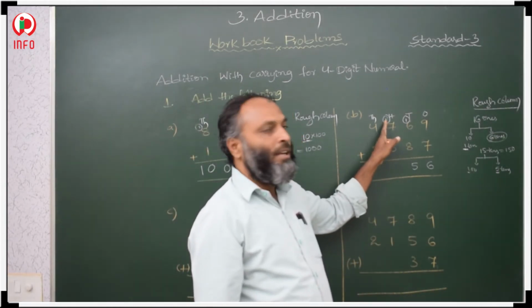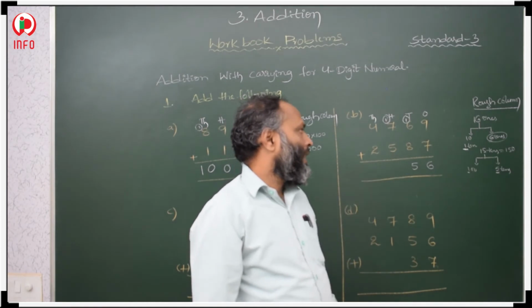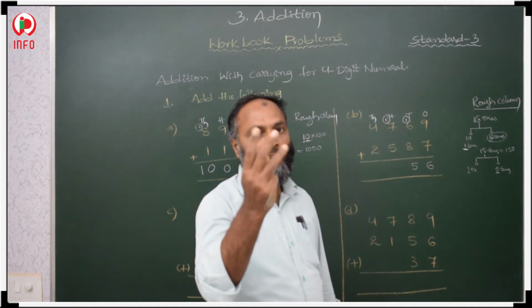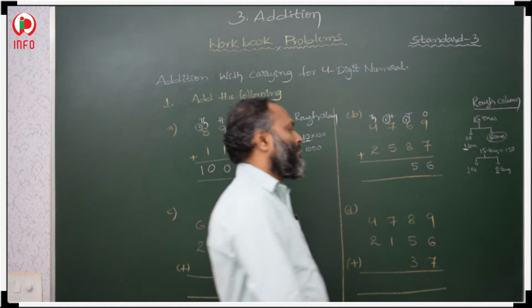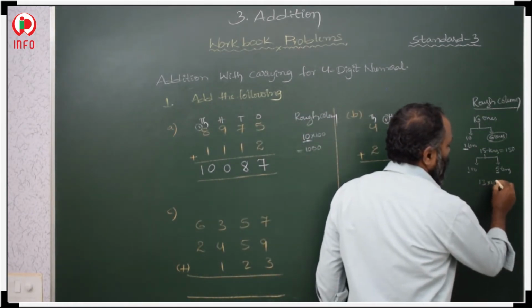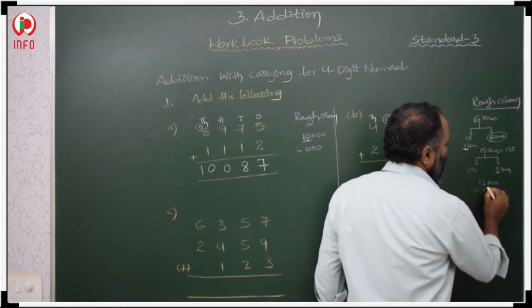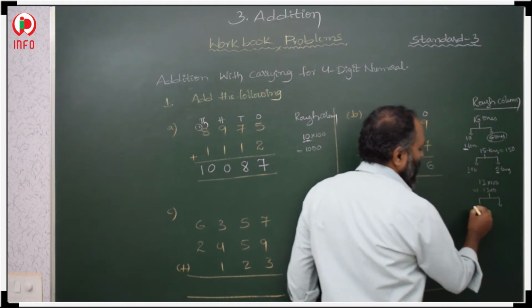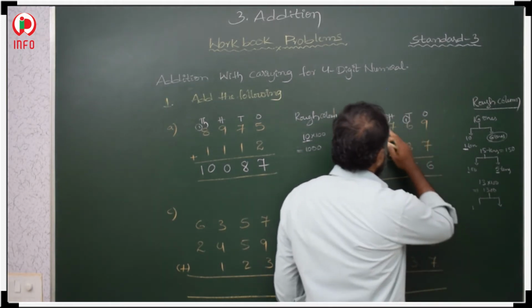7 plus 1, 8. 8 plus 5, 9, 10, 11, 12, 13. 13 hundreds. 13 into 100, that is equal to 13 hundreds. So then how to write this 1300? 1000.